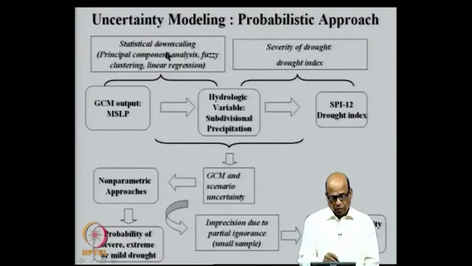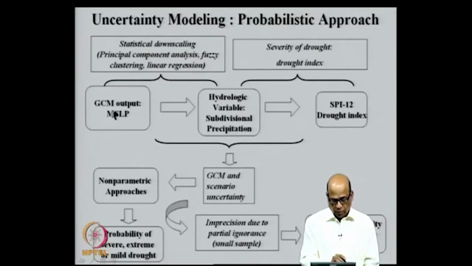So, from the GCM we do a statistical downscaling using the principal component analysis and linear regression. We also add fuzzy clustering, but I will not cover that because we have not covered fuzzy clustering in the course, but typically we have studied the regression using the principal components. So, I will just explain how these techniques are used in that.